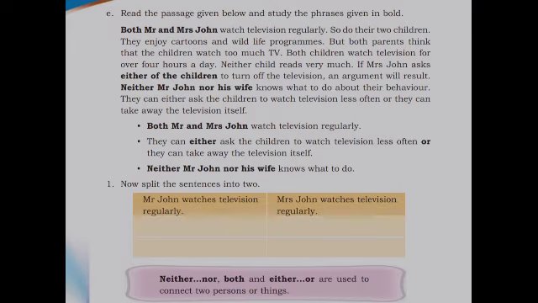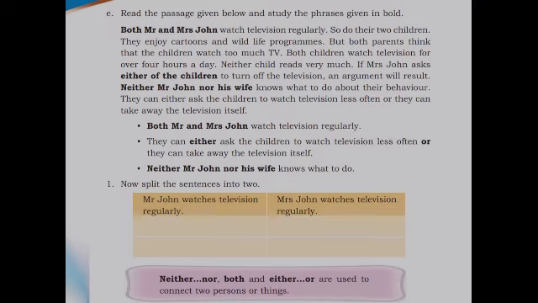Then the third one, neither Mr. John nor his wife knows what to do. We know, children, neither nor shows negative. Either or is optional and neither nor is negative. So this is a negative sentence. So how can we split this sentence? We can write, Mr. John doesn't know what to do. His wife doesn't know what to do. Or Mrs. John doesn't know what to do. Otherwise, his wife doesn't know what to do.